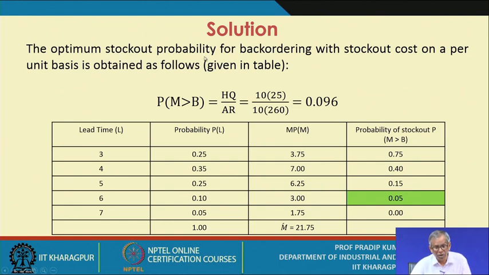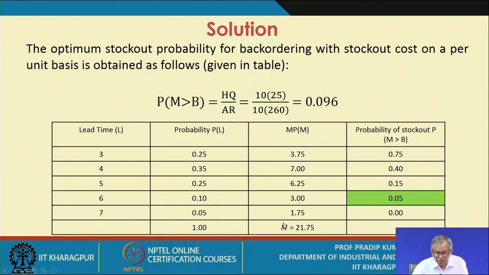And what we try to do, that means how to get the solution: the optimal stock out probability you determine for the back ordering with stock out cost on a per unit basis is obtained as follows. These are the expressions we have already derived. So the optimal probability of going out of stock is 0.096, and in this table you add the column M into PM; M is known, so you multiply with the probability.